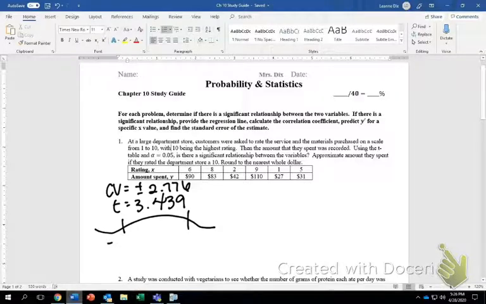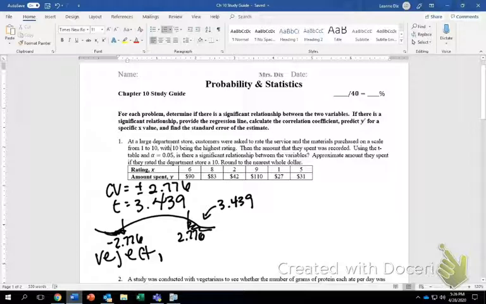My critical values go on the ends. There's my stuff. Positive 2.776. And now I just have to ask myself, where is the test value? Where is 3.439? Well, 3.439 is going to be over here in the shaded region. Therefore, we are going to reject our claim.